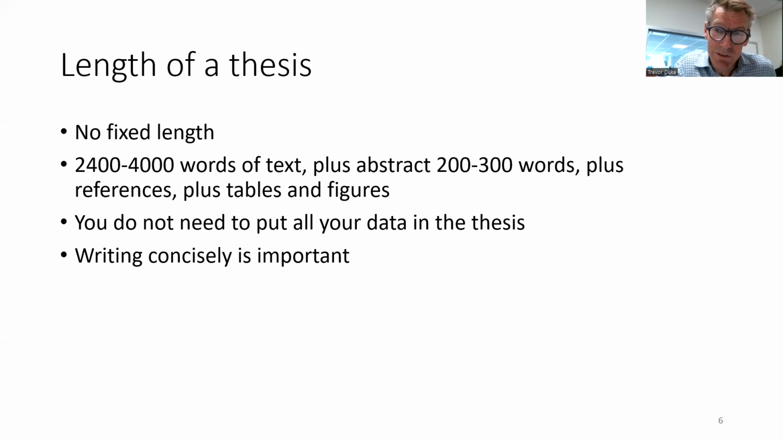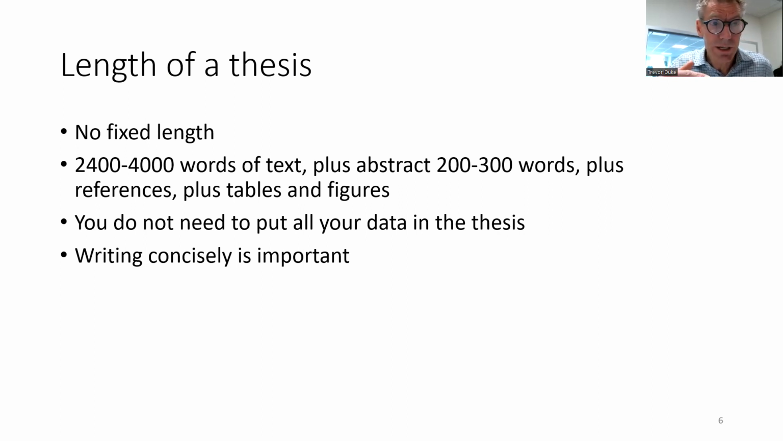For a PhD thesis, it's often about 20,000 words. But remember, this is a minor thesis. And the good thing about writing concisely in 2,500 words is that that's the length of a journal article. So if you ultimately want to turn your thesis into a journal article, then you don't have to.